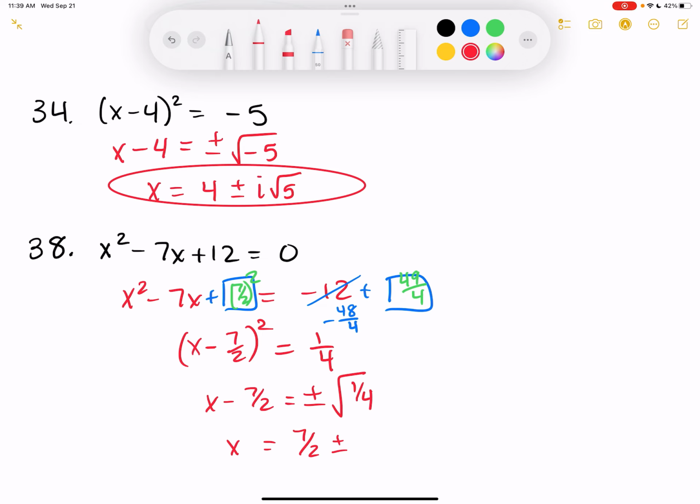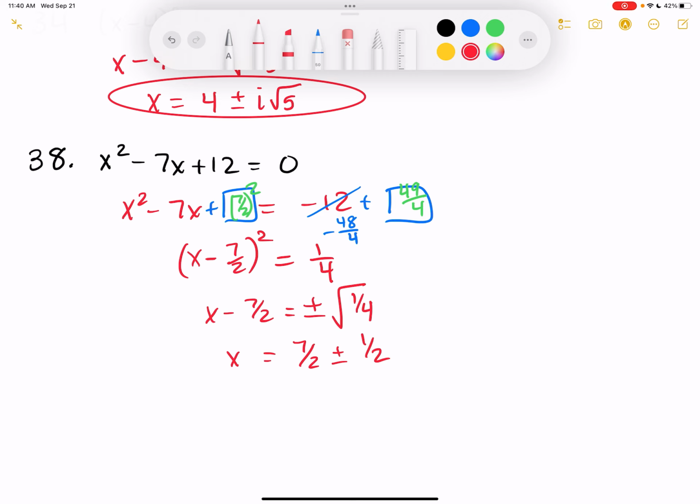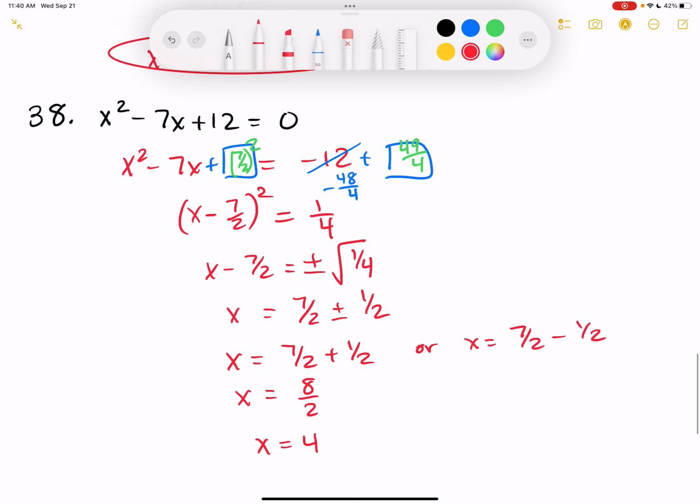1/16. You squared it. Square root it. 1/2. 1/2. So then because it's plus or minus, we're going to have two separate answers. So x equals 7 over 2 plus 1/2, or x equals 7 over 2 minus 1/2. That was a little rusty. So x equals 8 over 2, which is x equals 4. Or over here, x equals 6 over 2, or x equals 3.